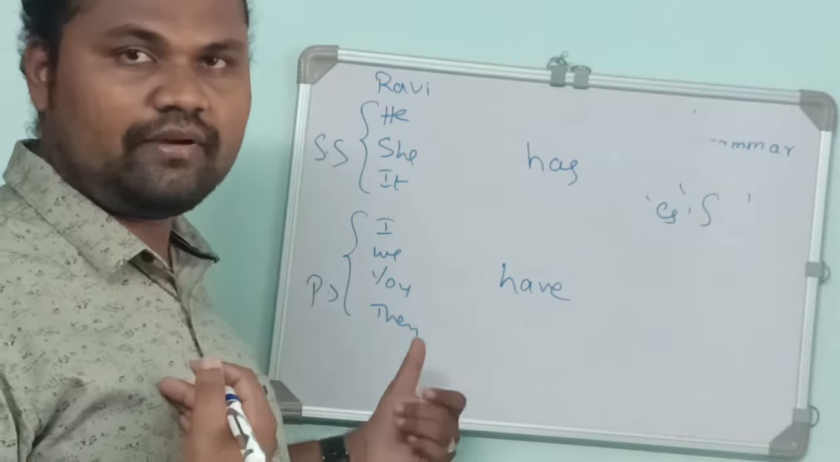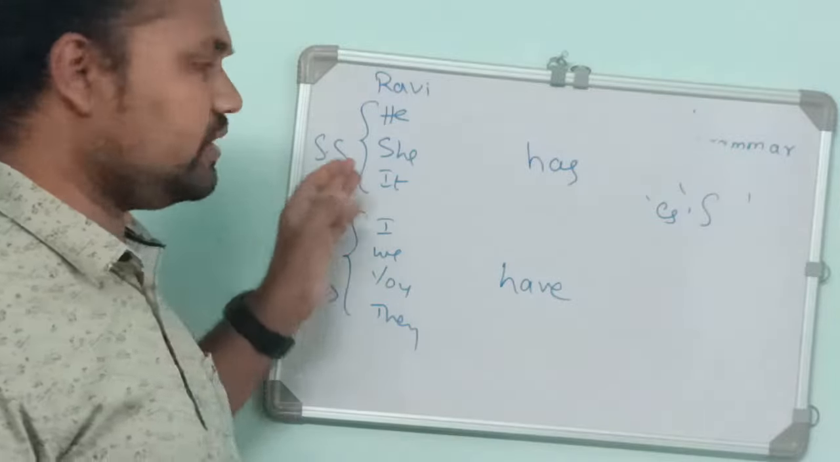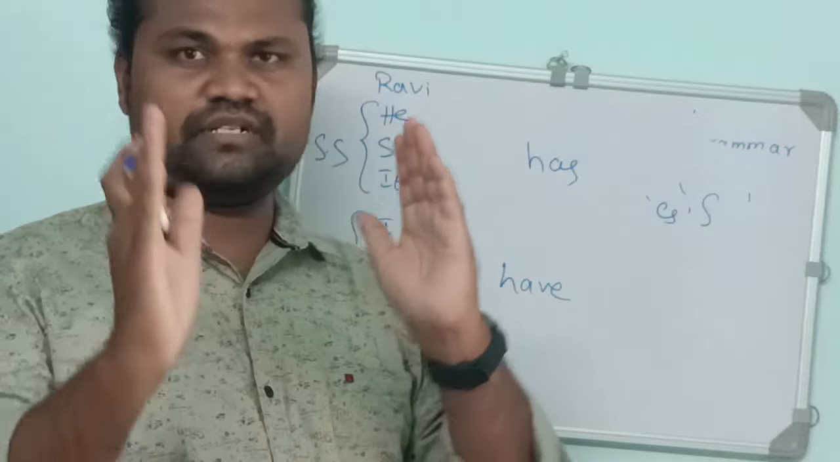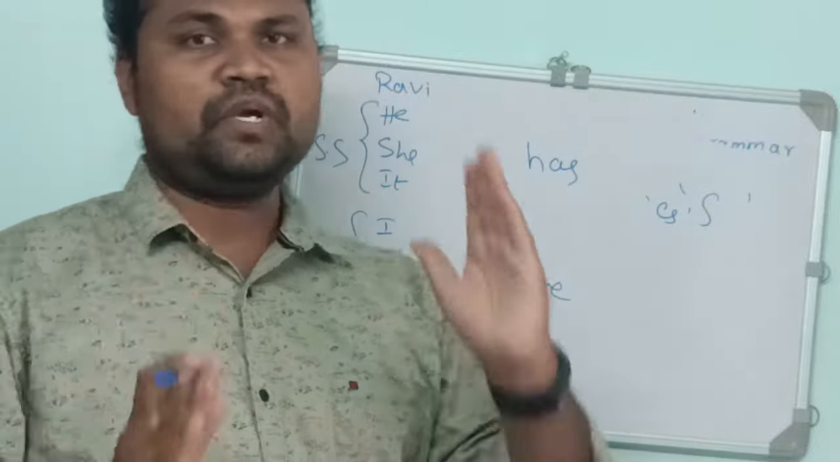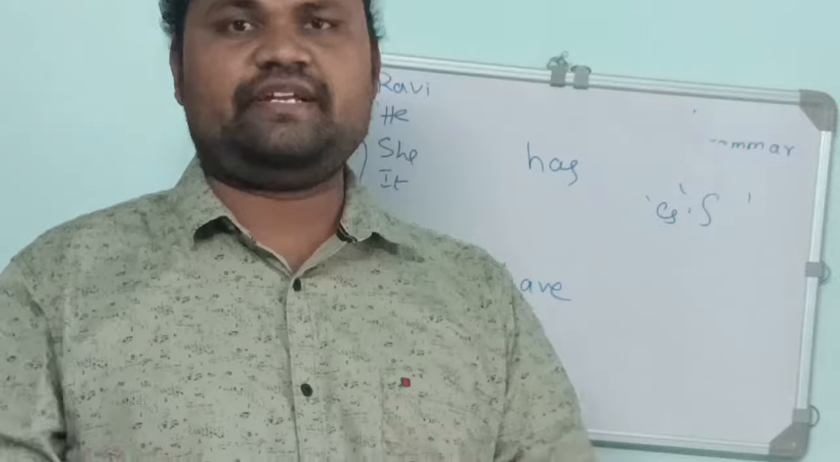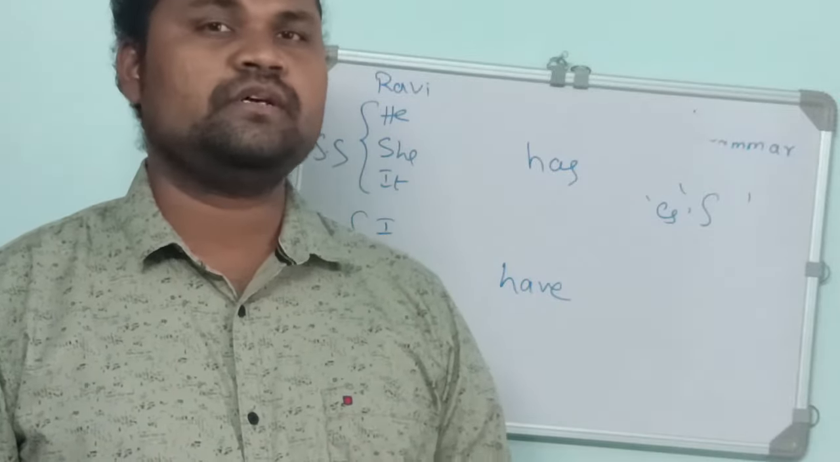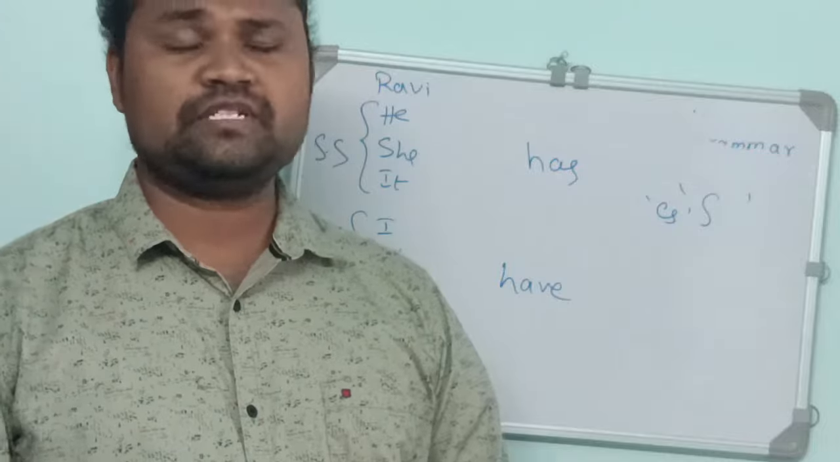Understood? Right? I have a job, we have a job. So like that you have to use have and has here. Okay, remember these points. If you follow the agreement like this, singular subject with singular verb, plural subject with plural verb, then your English will be perfectly correct, my dear friends.